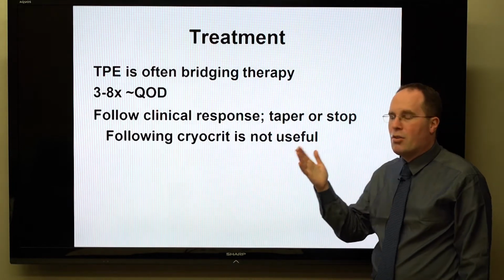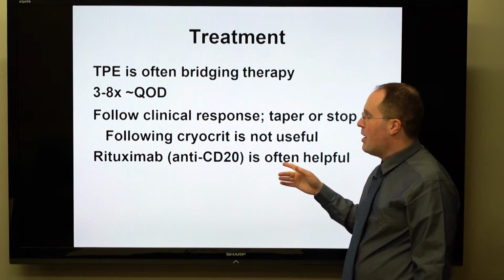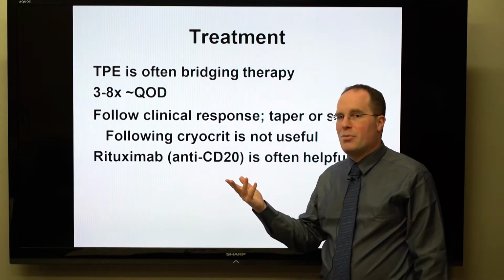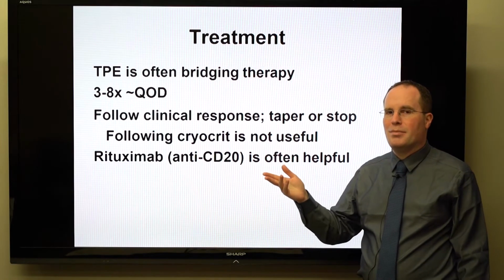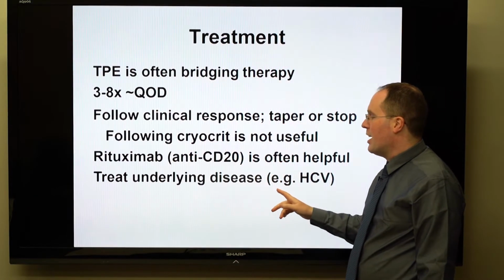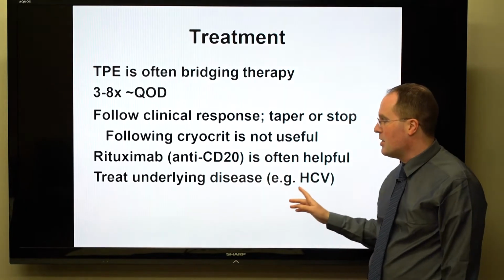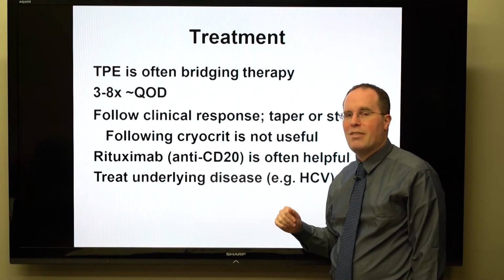Again, following the cryocrit is not useful. Don't be lured into that. And rituximab is often helpful, particularly if it's an autoimmune disease or if it's, say, Waldenstrom's. And then you want to treat the underlying disease, especially if it's Hep C, you give them antiviral therapy.